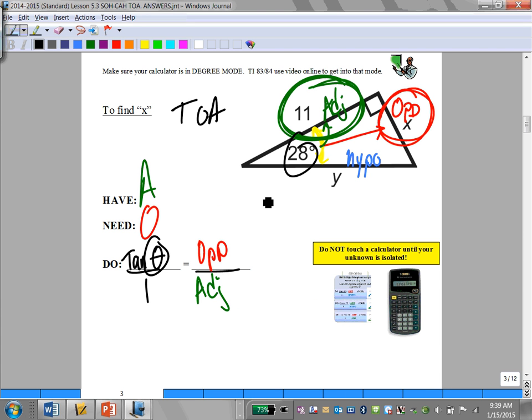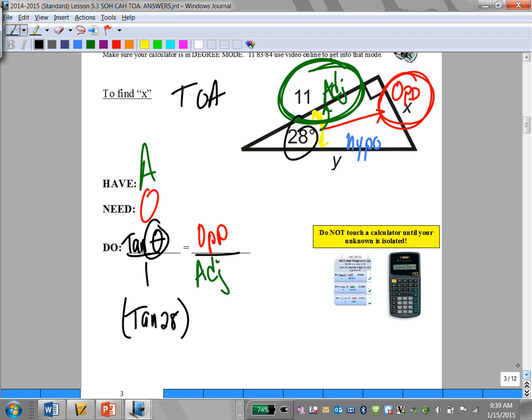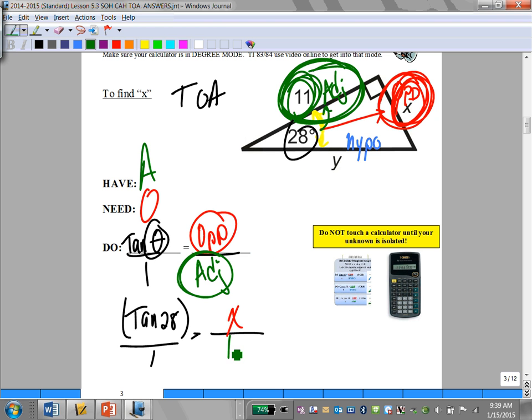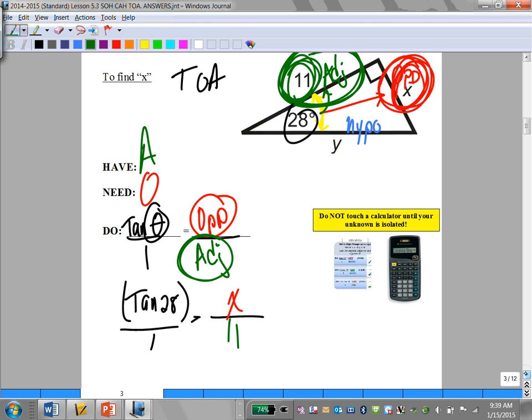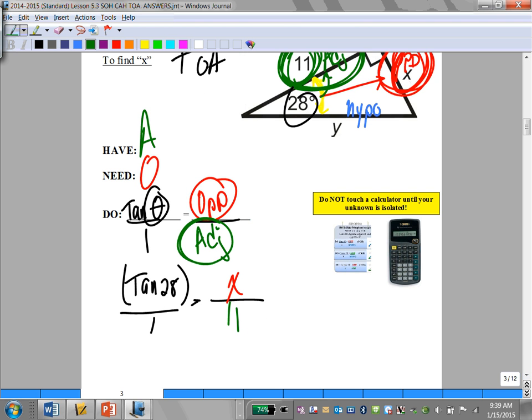Tangent, our theta is 28. So we're going to write tan 28. Put parentheses around that because it's not 28, it's tan 28. That's a single unit. Over 1 equals opposite. Circle, physically pick it up by circling. Over adjacent, circle, physically pick it up by circling. Now it's easy. Now we're back to what we were doing right before Christmas. Bunch of cross multiplying.